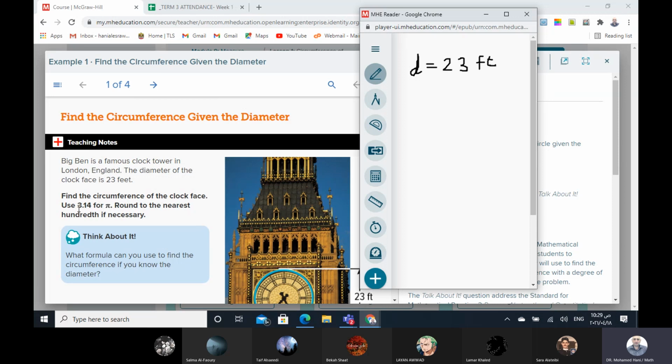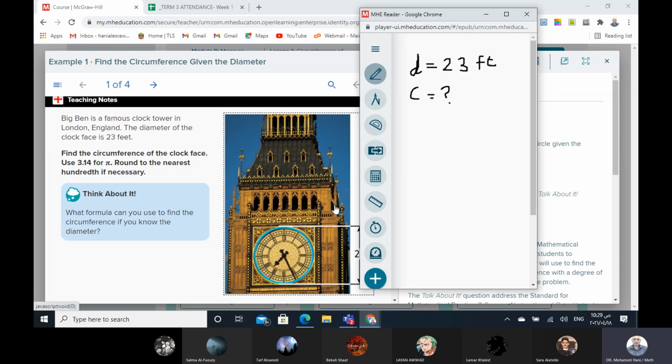Then find the circumference. What is the meaning of the circumference, represented by C? If we start from this point, the distance around the circle is the circumference. Now use 3.14 for pi. Round to the nearest hundredth if necessary.